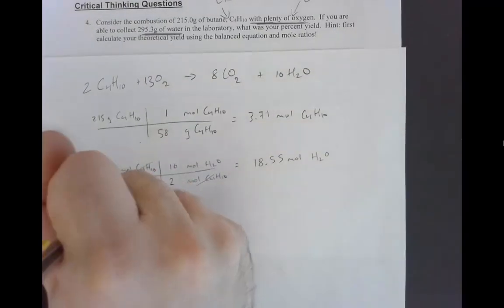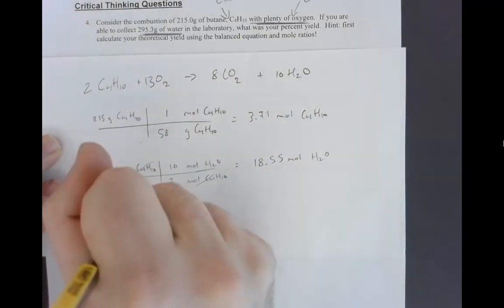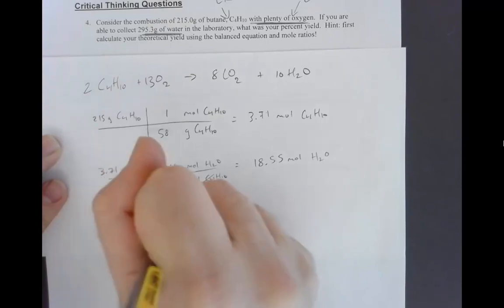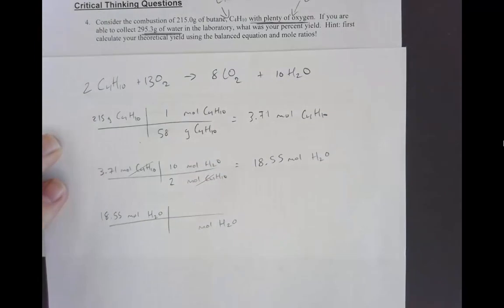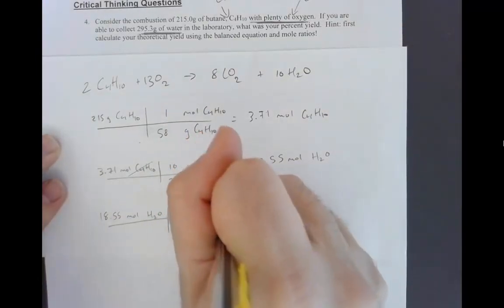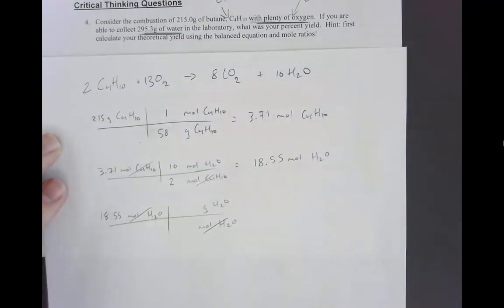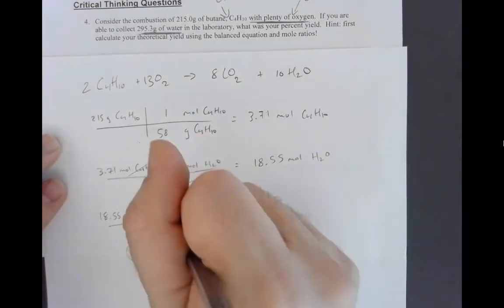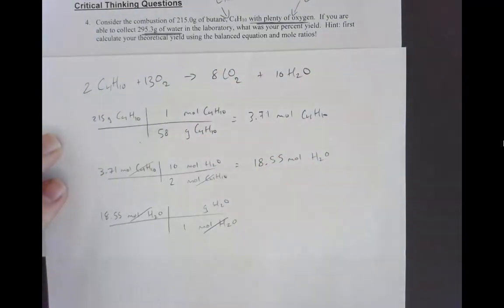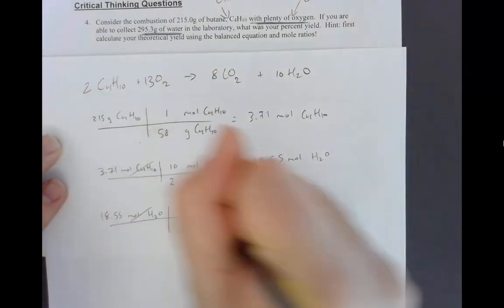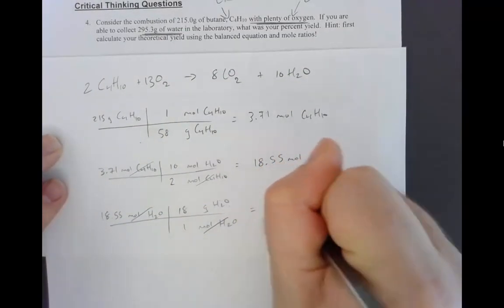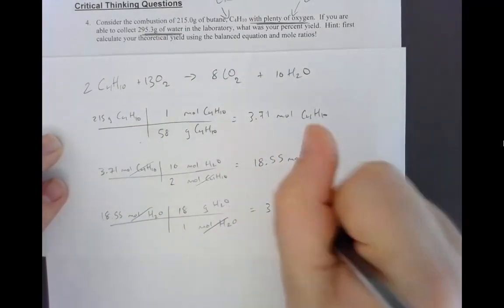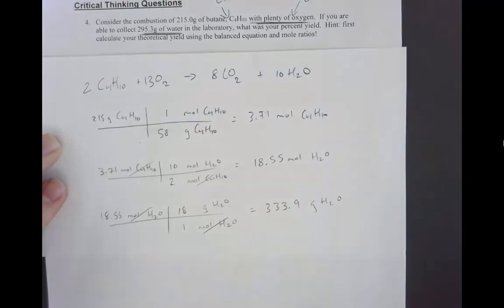So we will take our 18.55 moles of water, and now we need to convert to grams of water. That means we'll put our moles on the bottom so they cancel, and our grams of water on the top so we convert to it. Remember, when we take our masses from the periodic table, it's always of 1 mole. The mass of 2 hydrogens plus 1 oxygen is 18. Once we multiply, we find that 333.9 grams of water could be produced.